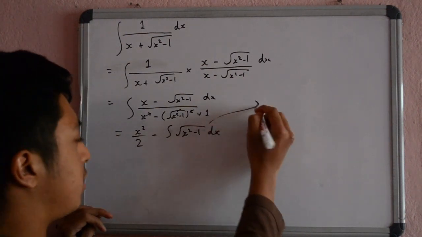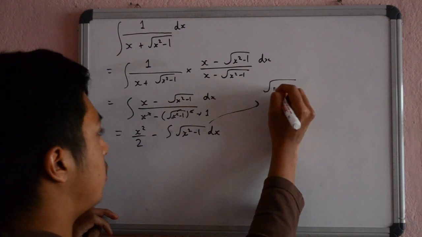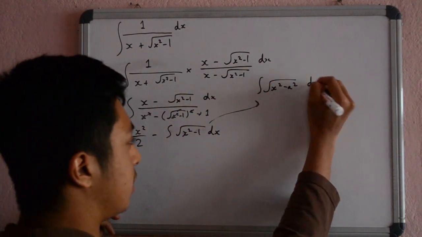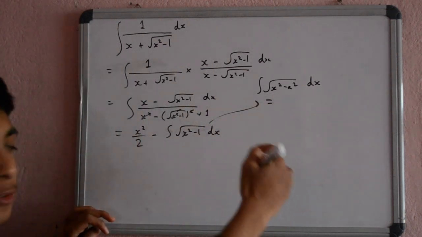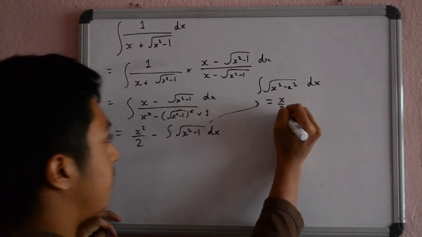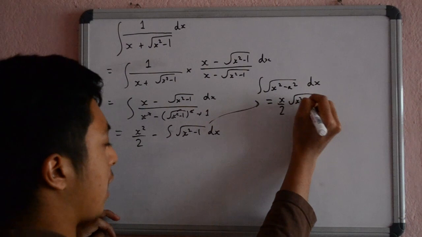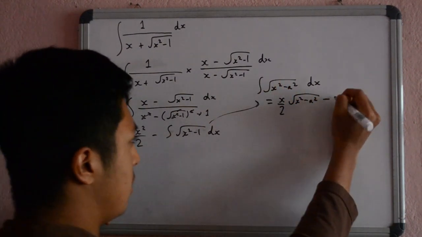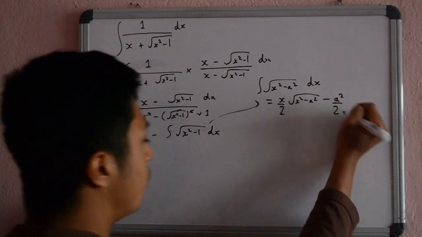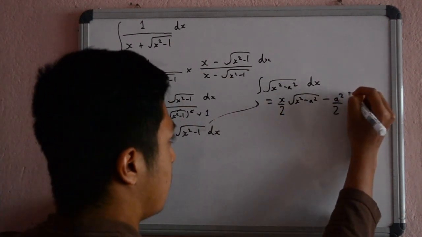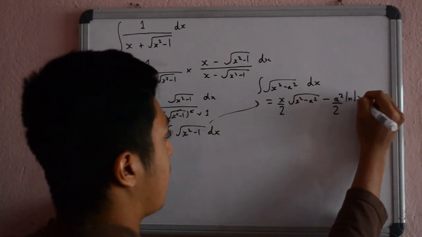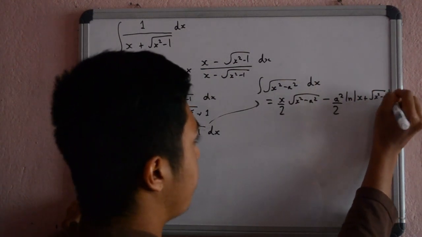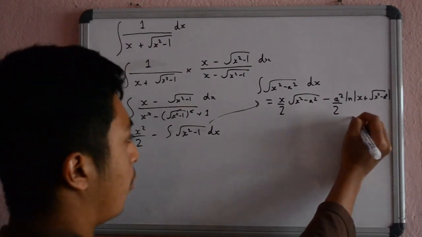And I'll just give the standard formula for these types of integral. So let's say it's the integral of root x square minus a square dx. Well, the answer for this is first x by 2 root over x square minus a square, basically what you have here, minus a square by 2 log natural of x plus whatever this root is, x square minus a square, and then of course plus c.